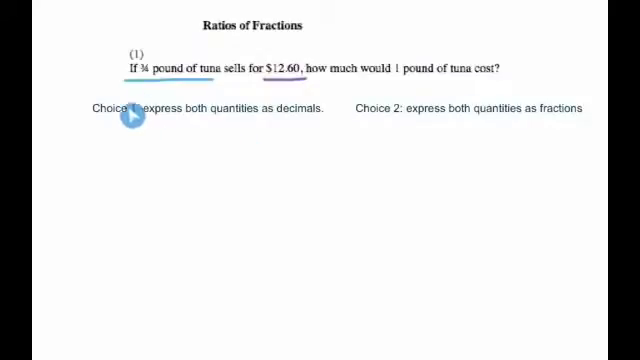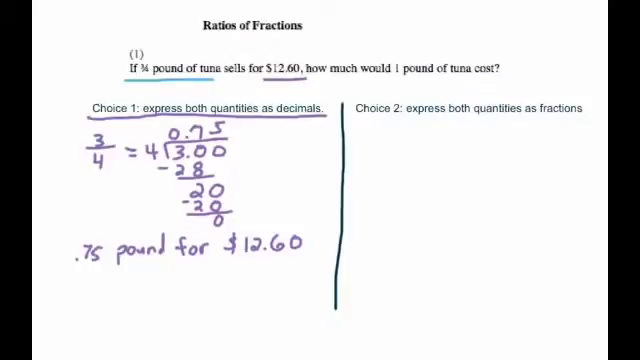If we go with choice 1, we would need to express 3/4 as a decimal. What is 3/4 as a decimal? So here we can see that 3/4 is equivalent to 75 hundredths. So if we divide 4 into 3, we'd get 75 hundredths. So we can say 75 hundredths pound for $12.60.